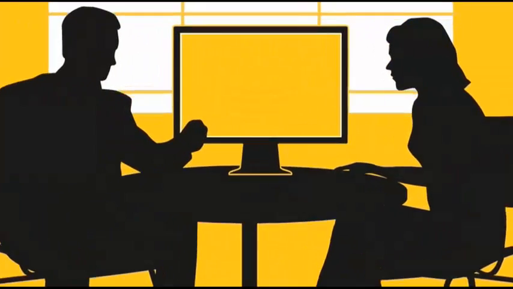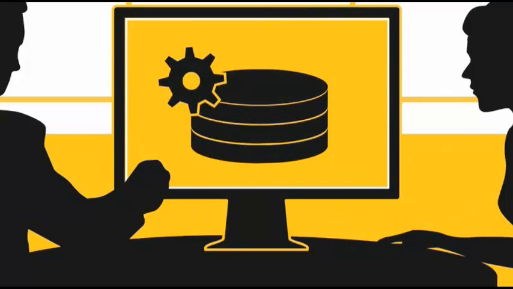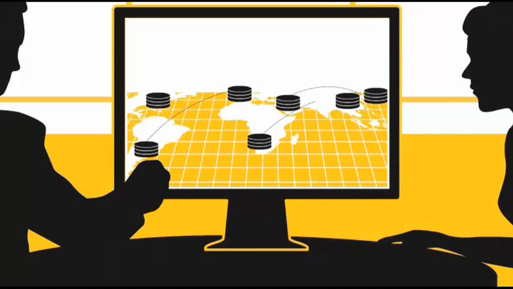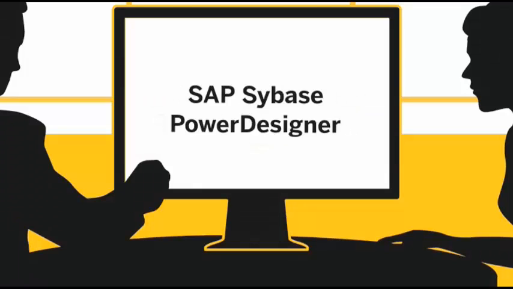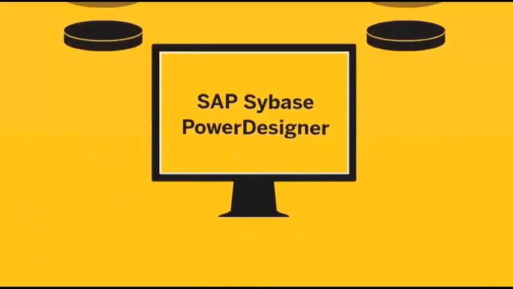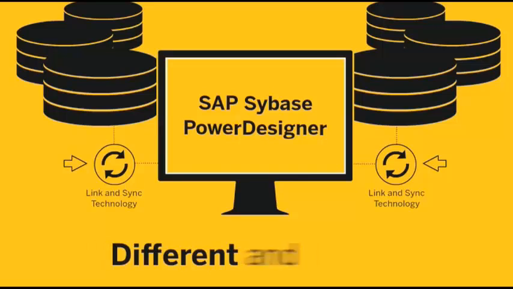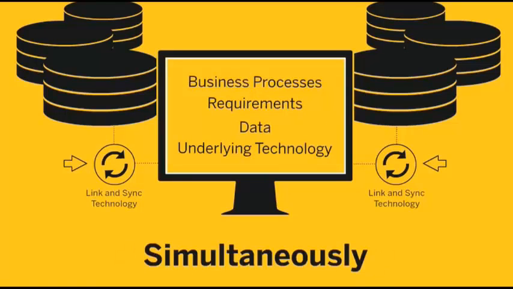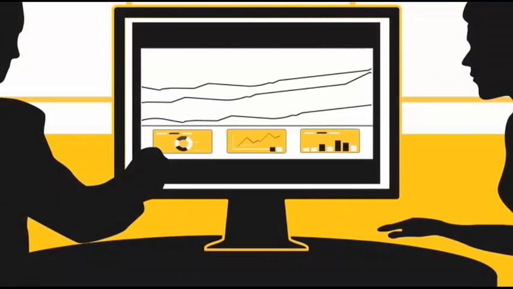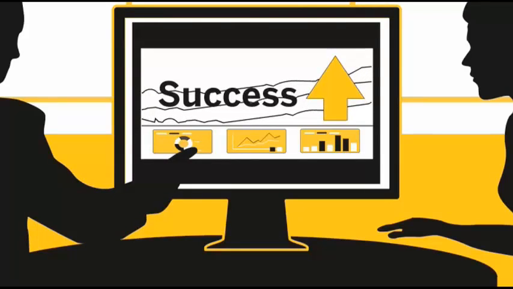However, we recognize that it's a very rare organization that can implement a single database and then leave it alone. Chances are your needs are more complex because business is more complex. In that case, SAP Sybase Power Designer software really is a terrific choice for you. Our link and sync technology is what makes SAP Sybase Power Designer different and better. Link and sync allows you to define the business processes, requirements, data, and underlying technology simultaneously. So now you can see how any change would impact your business, and you can react to that change more confidently and successfully.